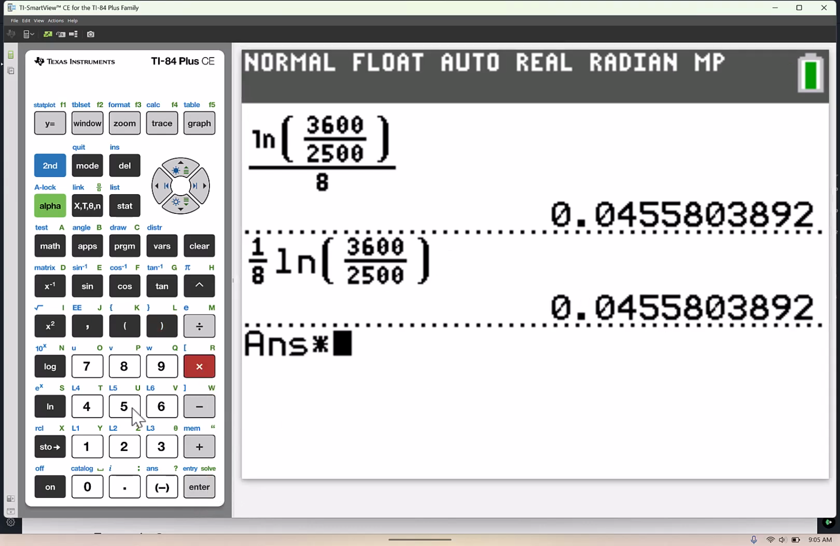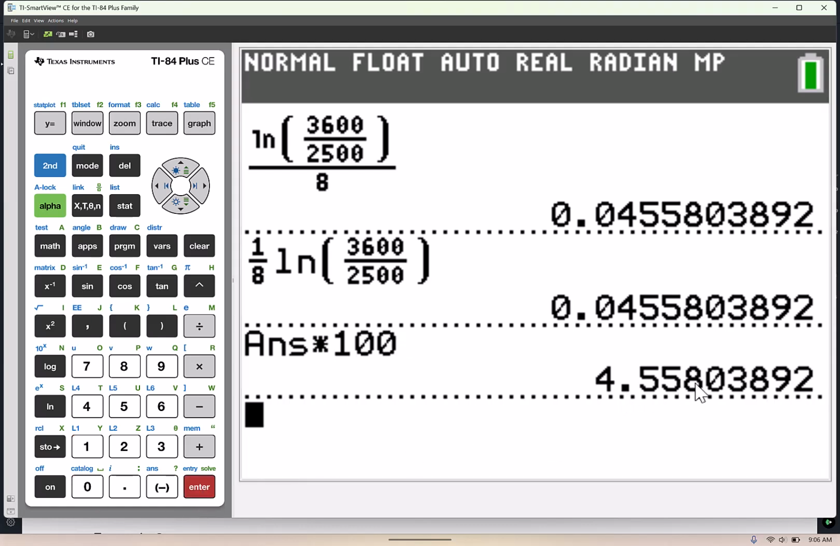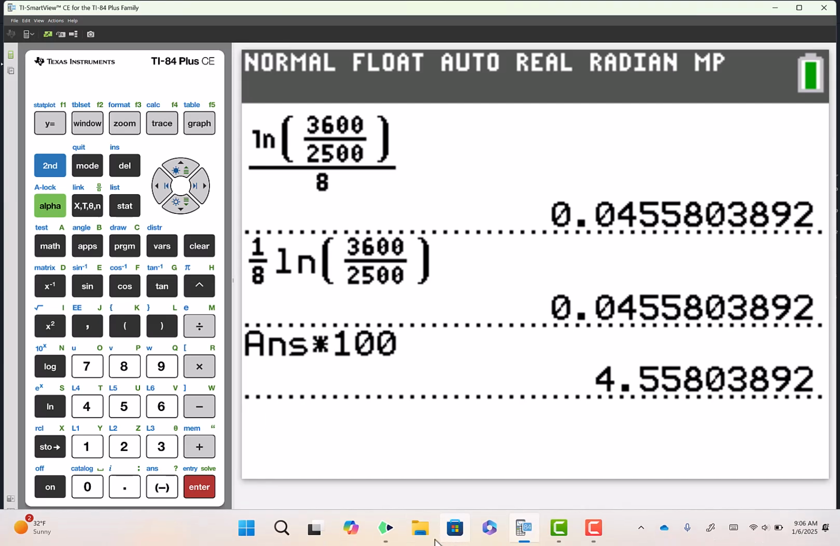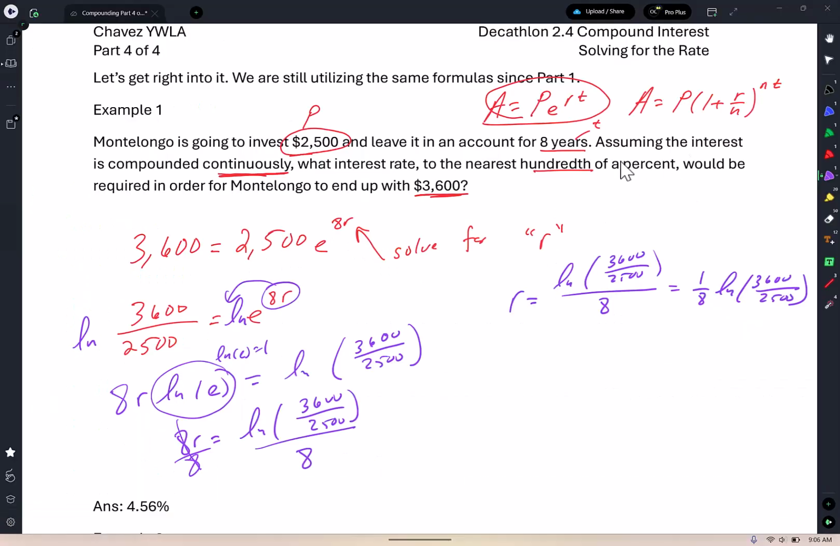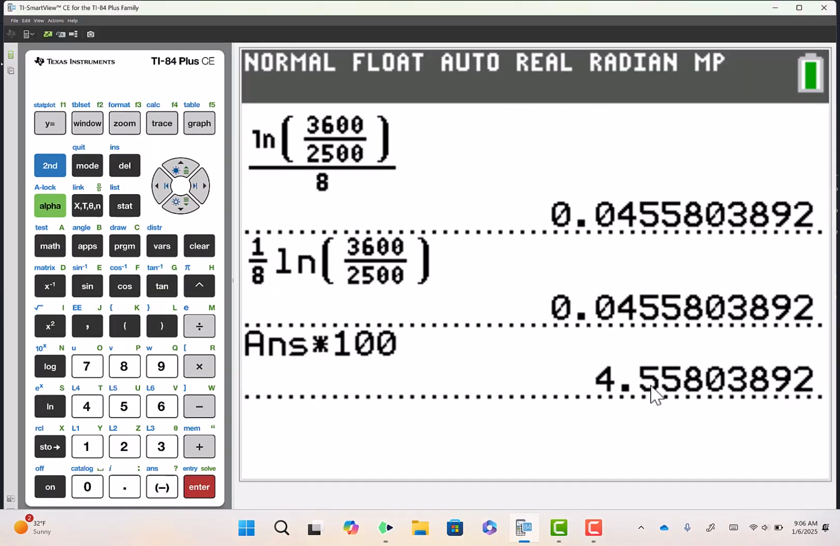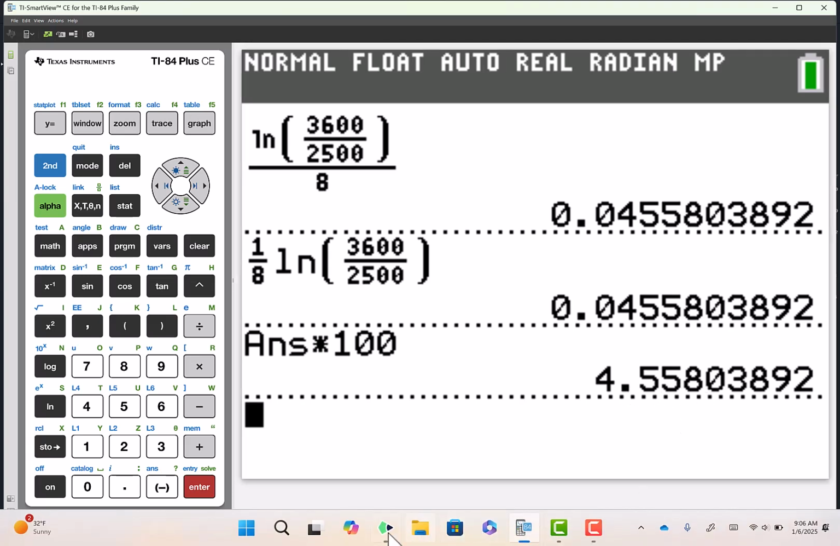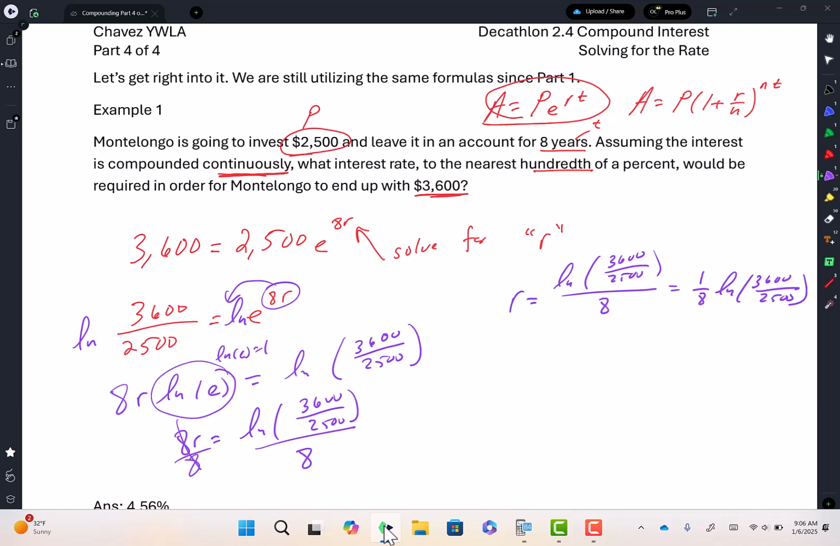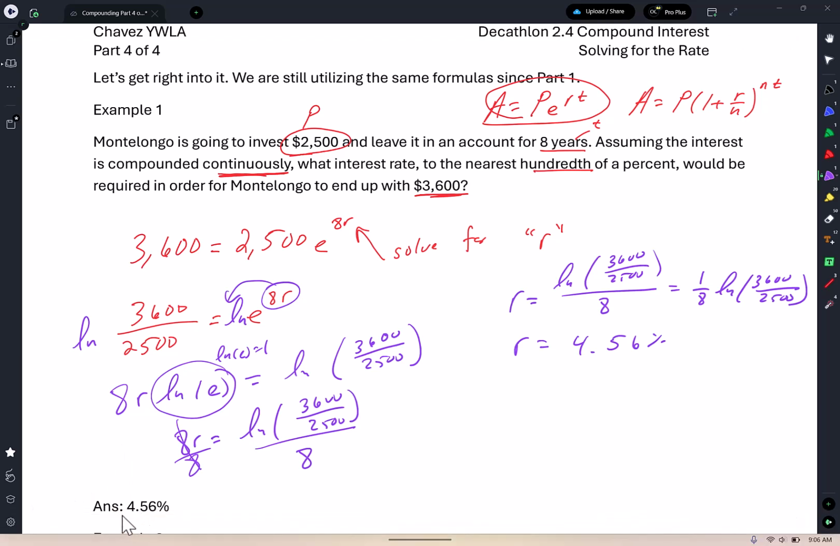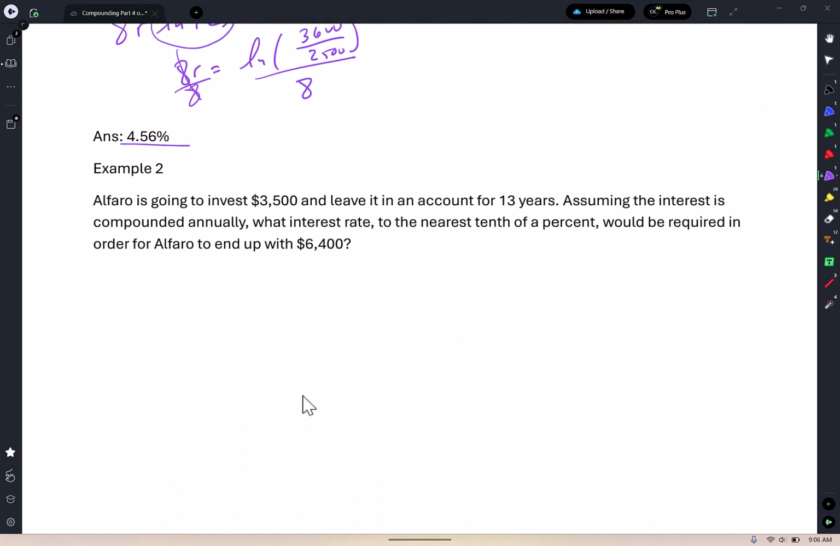Then multiply that by 100 to get it to look like a percent. And there it is, 4.55 or 4.56, or what did I say? Nearest hundredths, so that means two digits after the decimal, because the third one is the thousandths. So 4.56%. R equals 4.56%. And sure enough, check it out, guys, that is the correct answer. Yay!